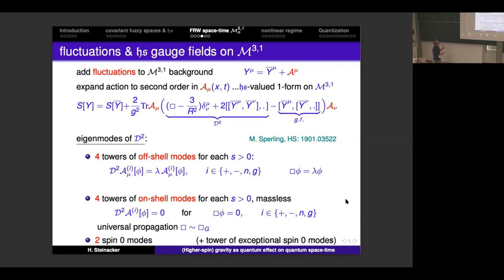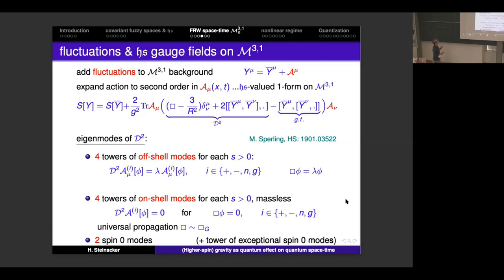So you can think of this as being higher spin valued one forms. This I should explain. Think of these fluctuations as functions on the whole bundle. Therefore, they are higher spin valued because they depend on T and there is an index mu. So think of this as a higher spin valued one form on your space-time. And you can classify their eigenmodes. If you just diagonalize this operator in the full configuration space, you get four towers of higher spin modes for each spin larger than zero. And you can realize them really explicitly in terms of some basic solutions of these things. So this is nice and under control.